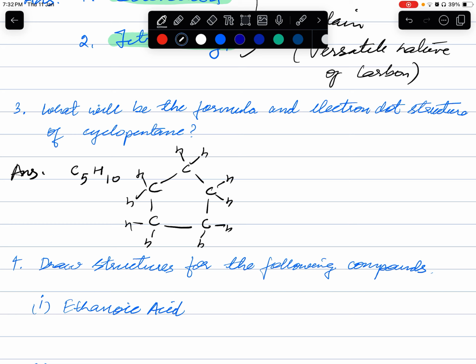If we want to show the electron dot structure, first we will draw the carbon atoms. We have 5 carbon atoms here, and each carbon has how many electrons? It has 4 electrons. So this is first, second, third, fourth. Same we will do for each carbon atom: 1 2 3 4, 1 2 3 4, 1 2 3 4. Hydrogens have one electron. So this is one hydrogen with one electron. Here we have hydrogen, same here, and here we have hydrogen.